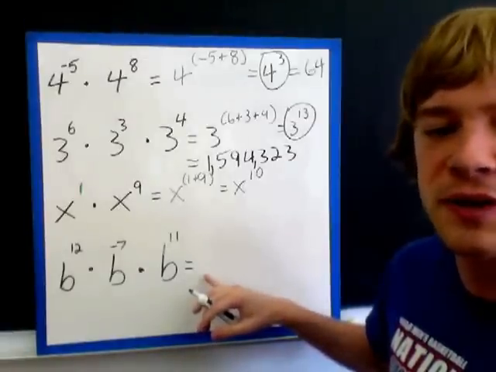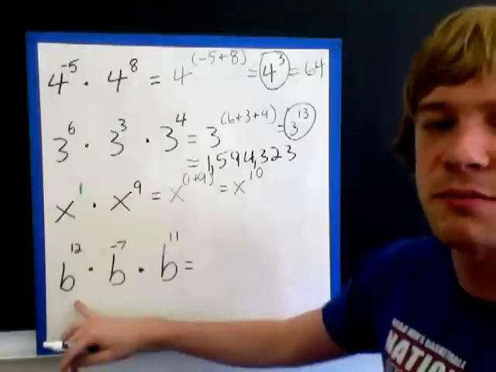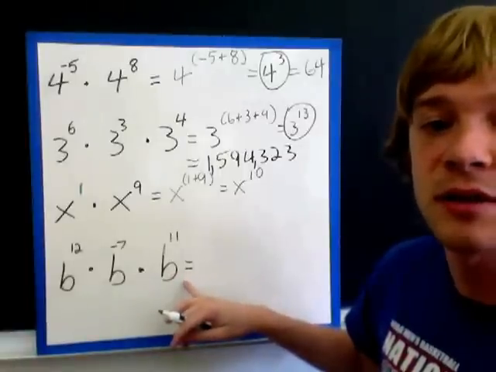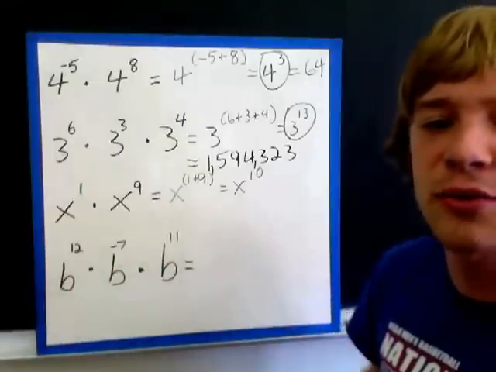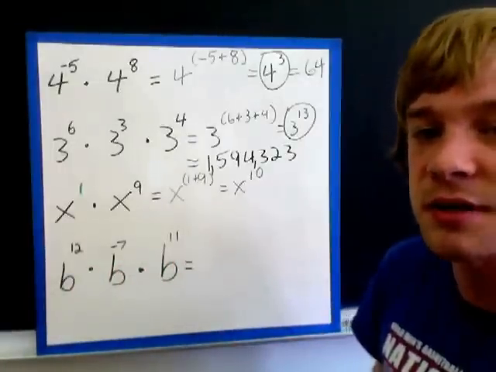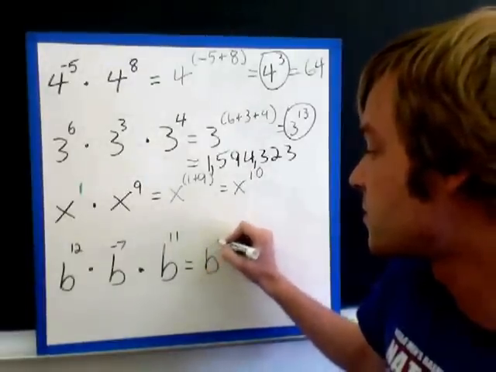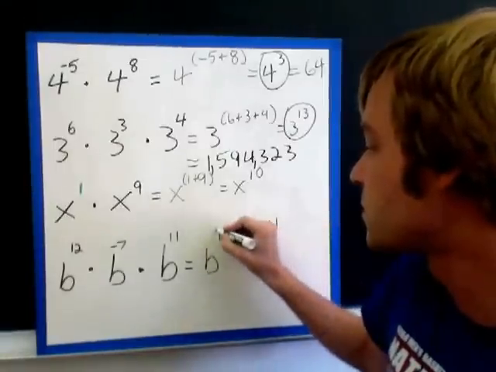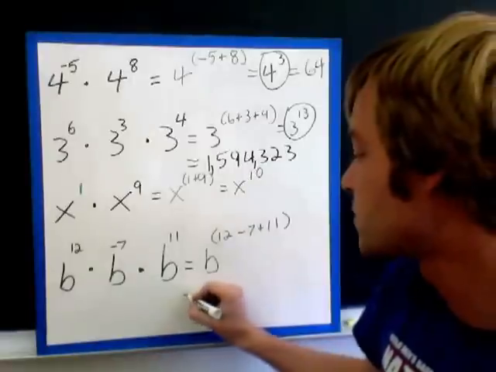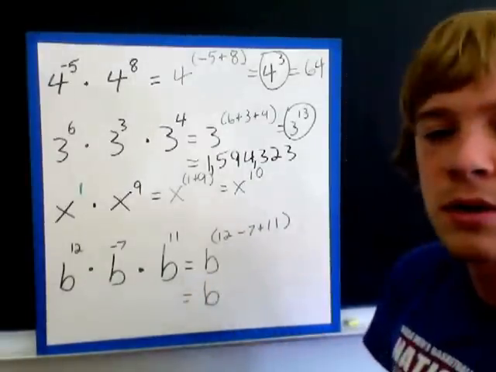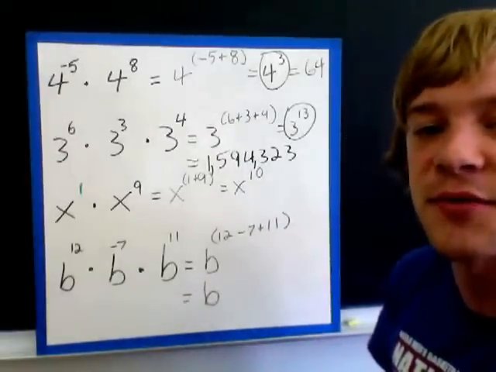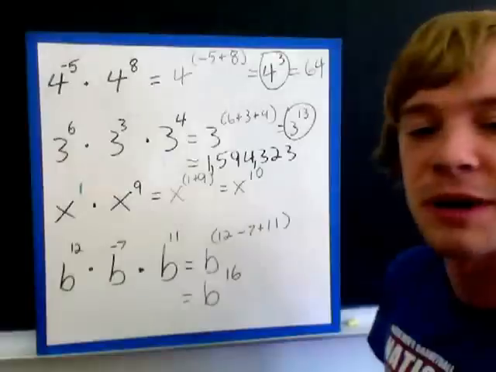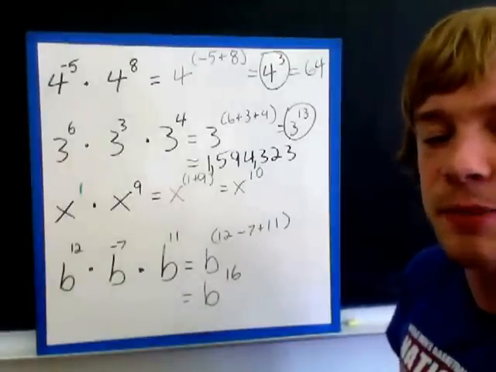Down here with my fourth example, I once again have 3 terms. I have b to the 12, I have b to the negative 7, and I have b to the 11. I can go ahead and combine all 3 of these terms to get my final answer. If I have 12 minus 7, that gives me 5, and 5 plus 11 gives me 16. So my result is b to the 16th power.